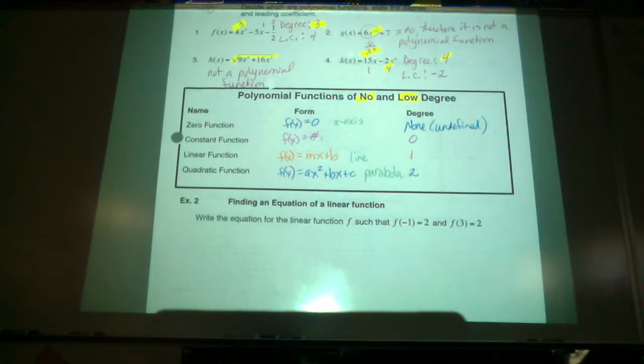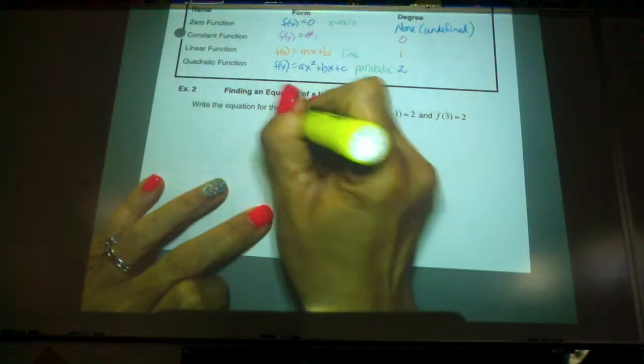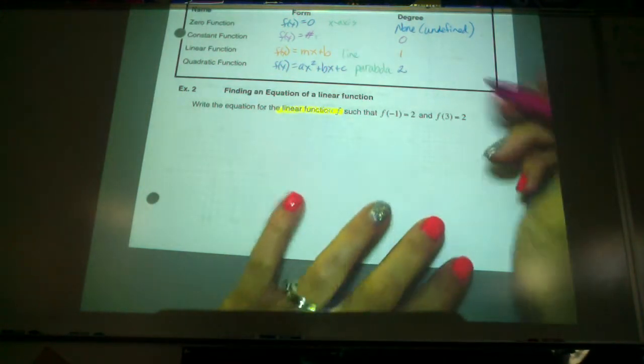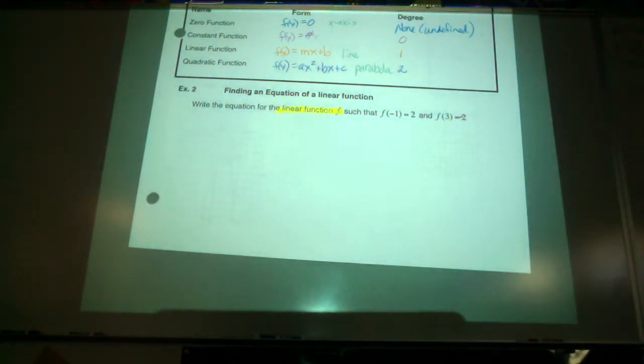So example 2 is a pure review, but the way they've written it is different. So let's look at how example 2 is written. Write the equation for the linear function f, hint, hint, wink, wink, that has told you the form of the equation, such that f of negative 1 is equal to 2, and f of 3 is equal to, let's change this to a negative 2. If we leave it as a positive 2, we're going to come out with a vertical line, and I don't want that.